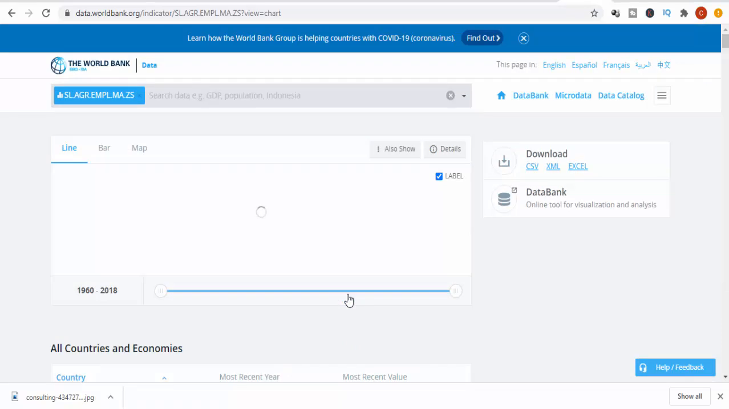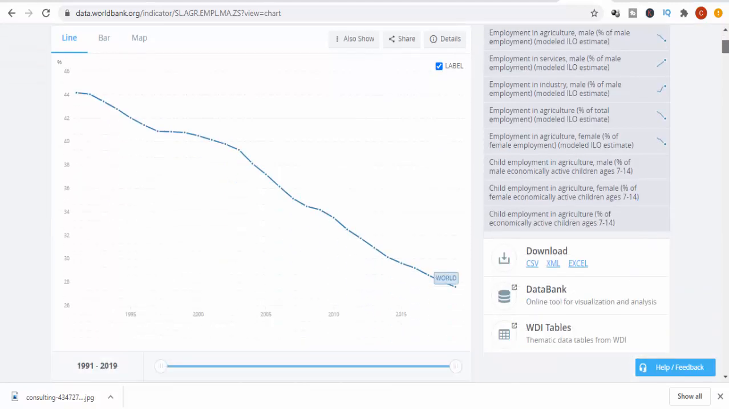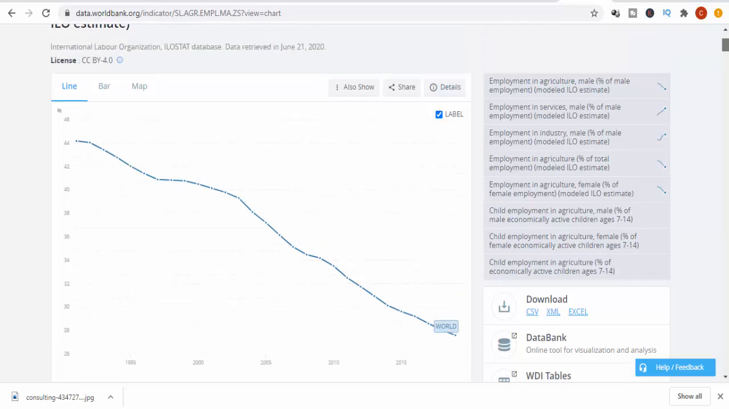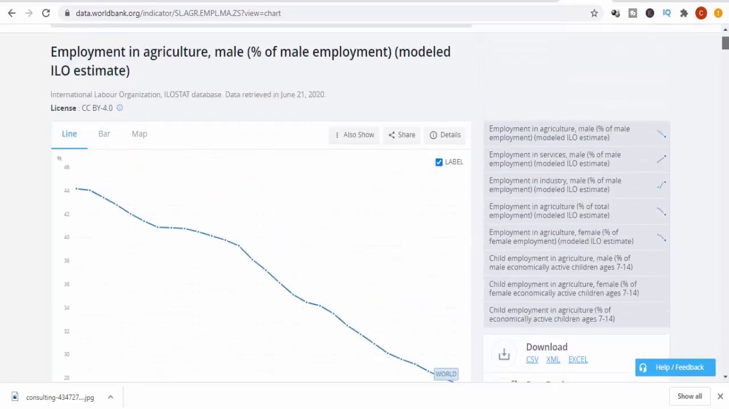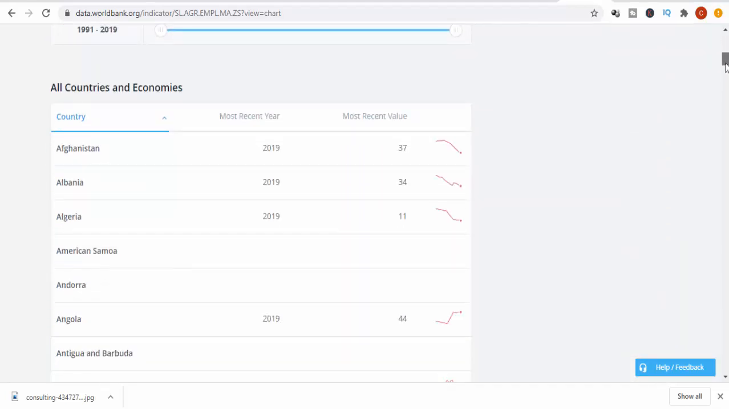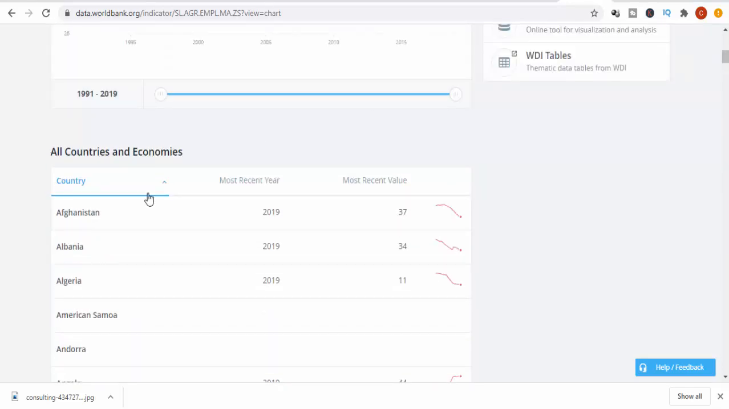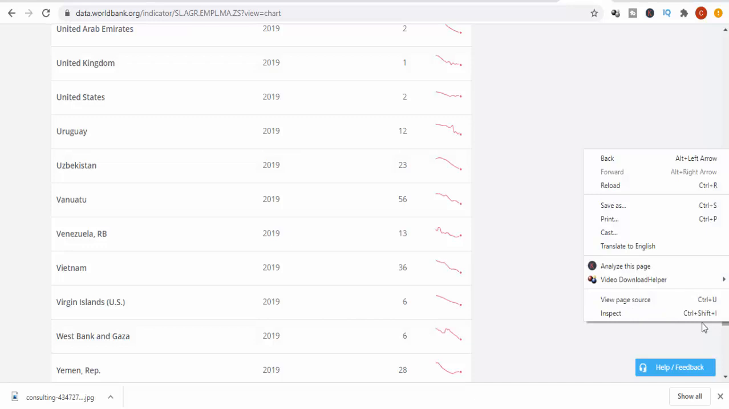Okay, so when you click there, it gives you the world trends, okay? So starting from 1995, the percentage of males in agriculture, how do we interpret employment in agriculture, male percentage? Okay, so it seems to be falling, okay? That's what they are saying. Okay, and the interesting part about this is that they also categorize this by country, okay? It starts from Afghanistan. They tell you the most recent percentage, which is 37%. And they go all the way down, which is the country all the way down.